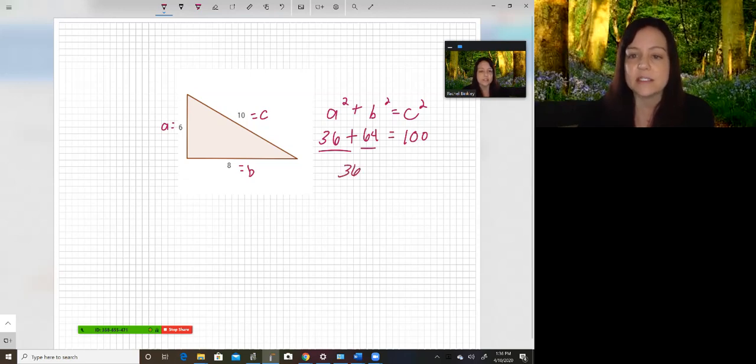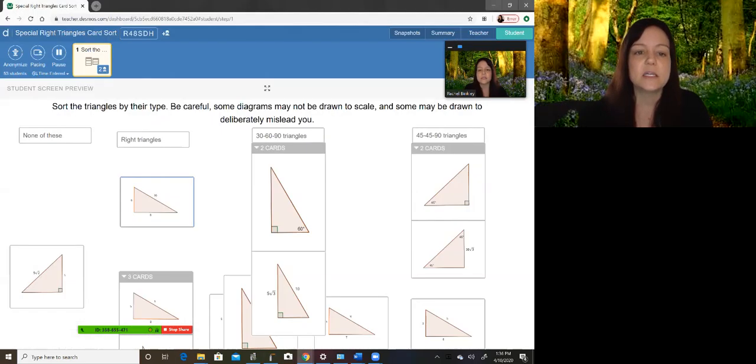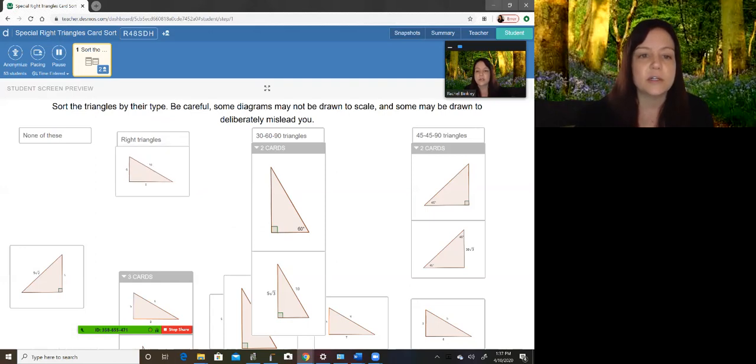So let's see, let's add them up. Feel free to use your calculator. 6 plus 4 is 10. Carry your 1, 9, 10. So that is true. So this is a right triangle. So this triangle is just going to go under the right triangle category.